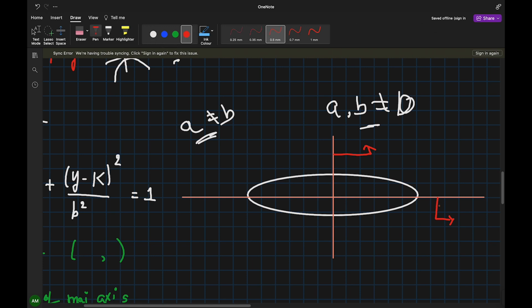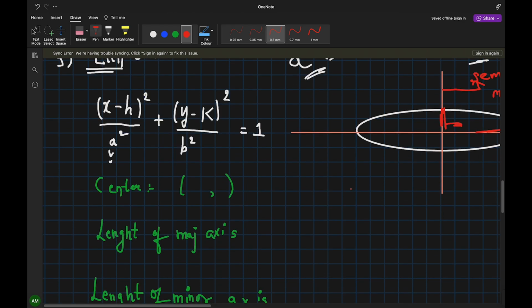Before talking about what a and b are, there is something called the semi-major axis and semi-minor axis. Now, semi-major axis is this. So this is the semi-major axis and this is the semi-minor axis. Okay, clear? This is semi-major and this is semi-minor, the smaller one. Now, what is the center? You can tell me.